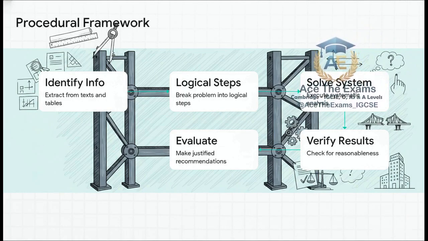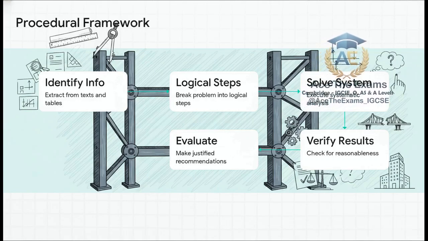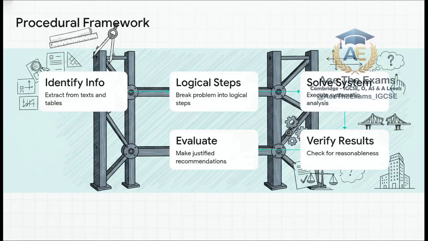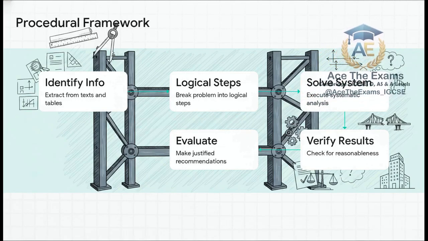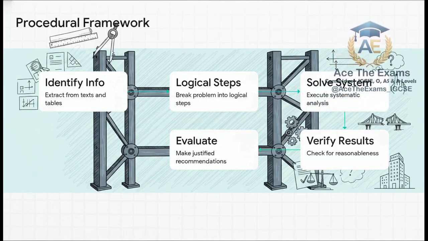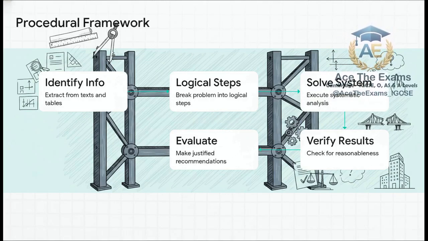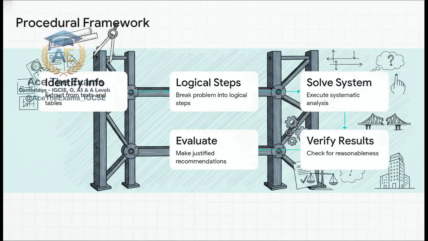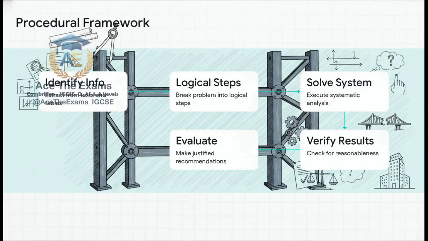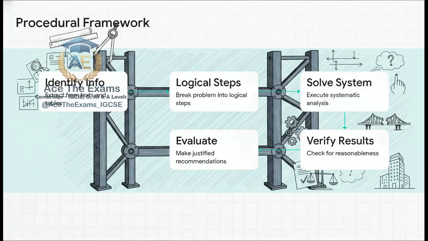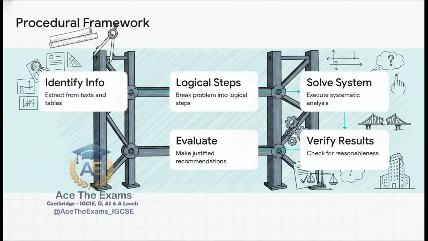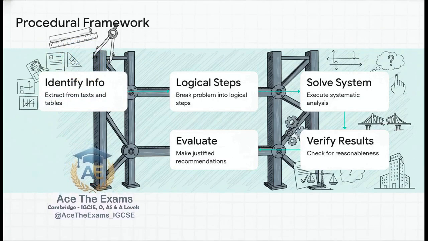Step 1, identify given information. You extract the exact data from the text and tables, no guessing. Step 2, break into logical steps. You resolve your forces horizontally, then you resolve them vertically. Step 3, solve systematically. You execute your analysis with crystal clear working out. Step 4, check reasonableness. Verify your results. Does a tension of 10,000 newtons on a tiny light string actually make sense? Probably not. Step 5, make justified recommendations or conclusions based strictly on that calculated evidence.